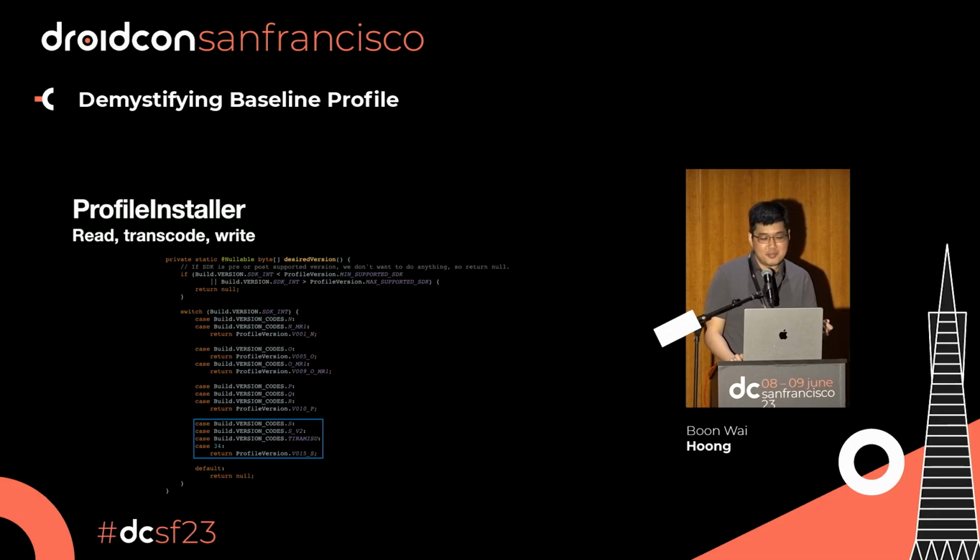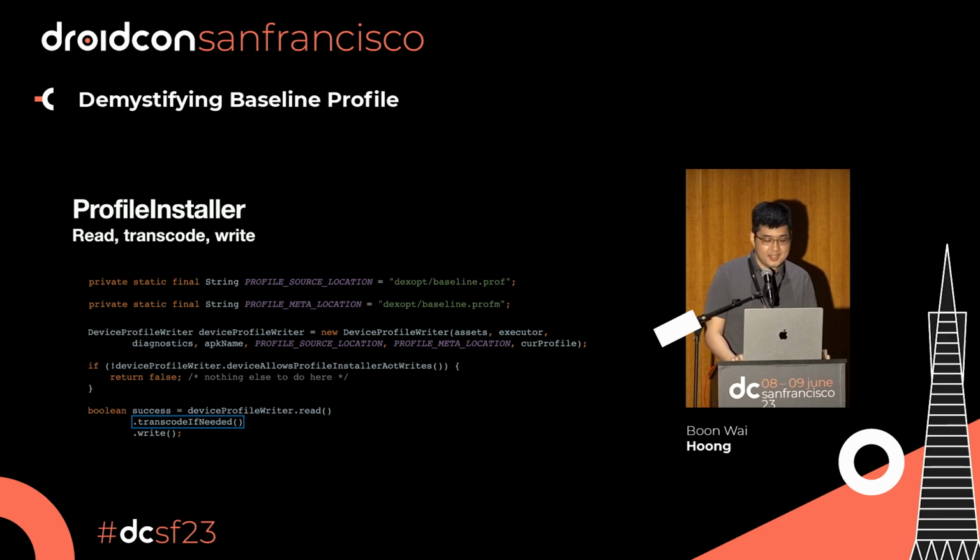So what does this piece of code do? It tries to find out which API version you're on, and then it will convert, or transcode, the profile according to the version that it is matching. Okay, so back to the source code. The final step is to write the actual profile itself, and yeah, you're done. That's kind of what it does.